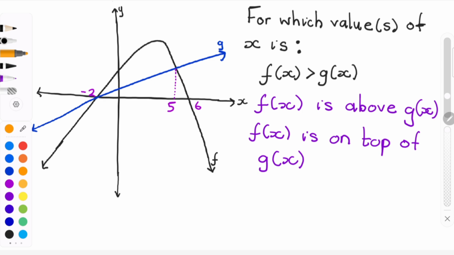Now, if we look at our functions here, where is f of x on top? Where is f of x above g of x? It is here, this point highlighted in orange. That is where we find that the function f of x is above g of x. So that would be between -2 and 5. So it is when x is greater than -2 but less than 5.